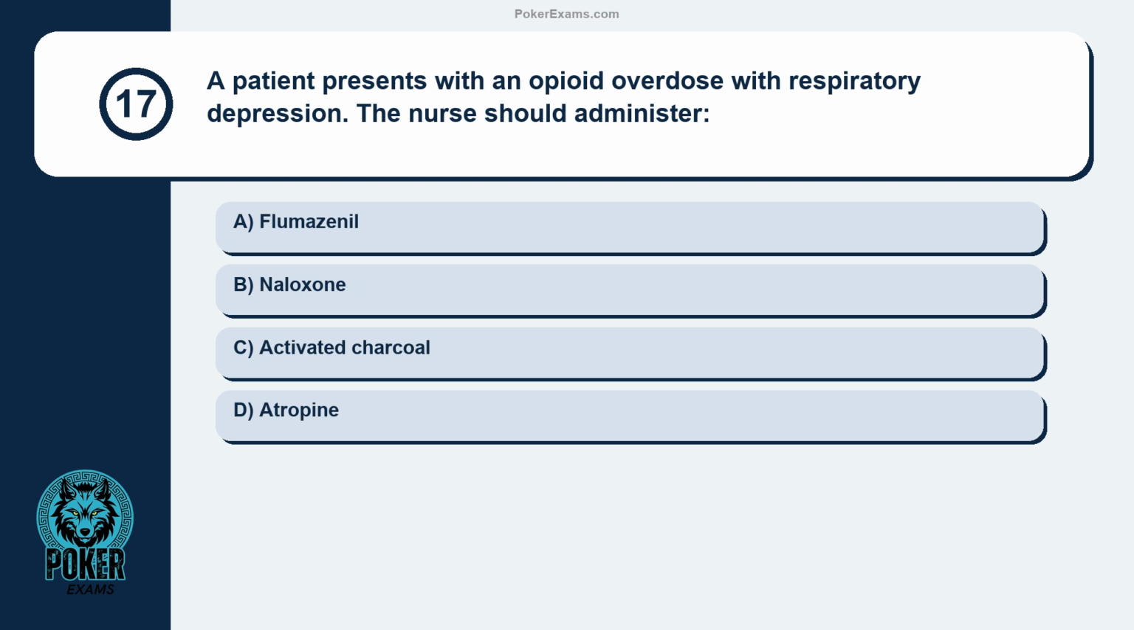Question 17. A patient presents with an opioid overdose with respiratory depression. The nurse should administer flumazenil, naloxone, activated charcoal, atropine.